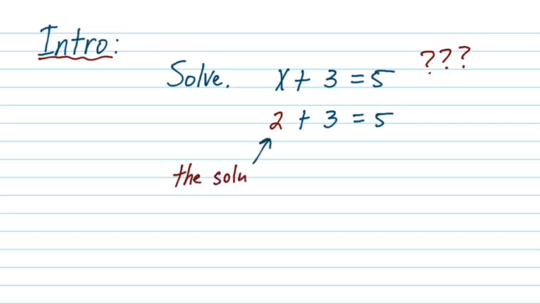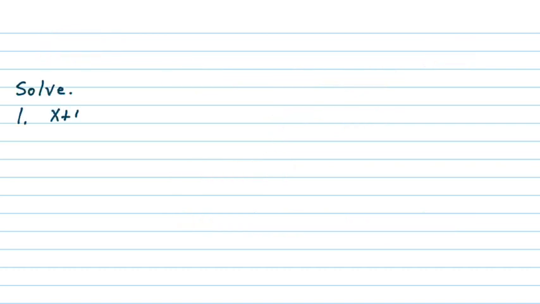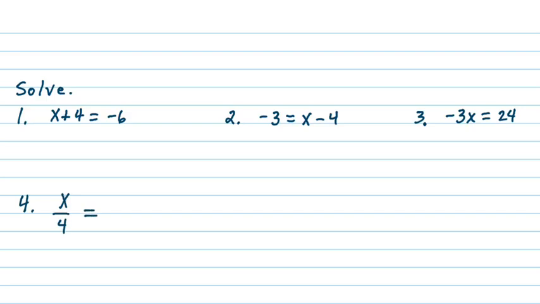We call that the solution because 2 plus 3 is 5. So 2 is the value that makes this equation true. Another way that we say this sometimes is that 2 satisfies the equation. Normally we'll just call it our answer, the solution. Alright, so I'm going to give you some equations to solve. And I don't care how you solve them, I just want you to see if you can solve all 6 of these. So stop the video, see how many you can do, and then check your answers.